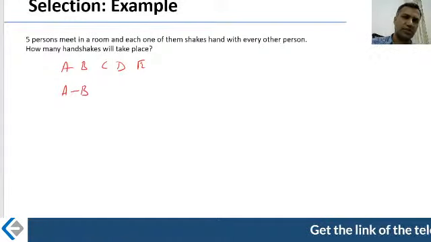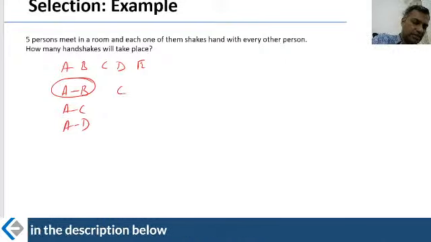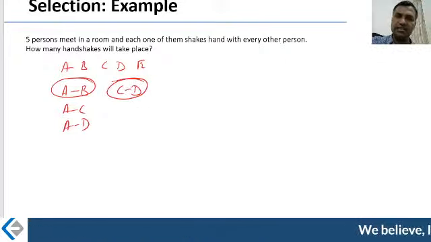Why? You have to consider one hand of each of the fellows to make a handshake, right? A and B. Similarly, A shakes hand with C, A shakes hand with D. Likewise, A shaking hand with B is the same as B shaking hand with A. Similarly, C shaking hand with D is the same as D shaking hand with C.